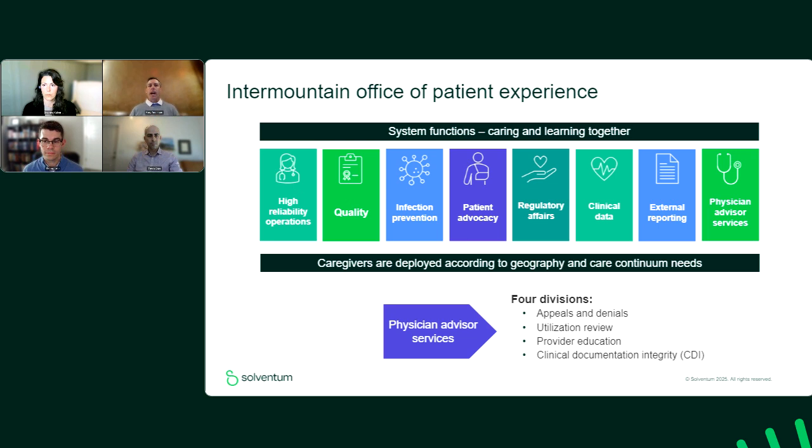Within Intermountain, we have what used to be called the Office of Patient Experience. We actually now call it Clinical Excellence. And as you can see, this is the structure where the physician advisor team and the CDI team live, which I help to lead. And I show this because I think it matters. You can see that we're in the same umbrella structure as our quality team, as our patient advocacy team, as our clinical data team. And the reason I think that's important is it means that we have broken down, in a lot of ways, some of the silos that can exist in organizations.